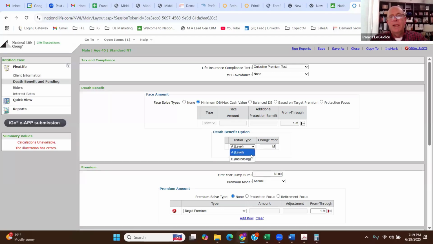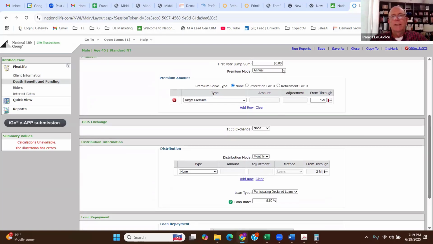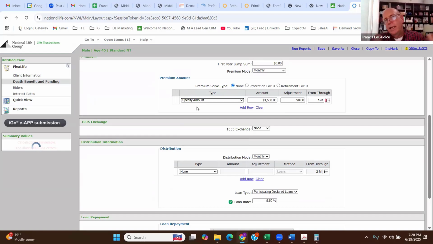So this is option A, and then option B is increasing. So you have level and increasing. I'm going to leave it at level, but I'm going to show it once we do the illustration so you can see the effect. We'll put this guy at monthly, and we're going to go right here to specify amount.